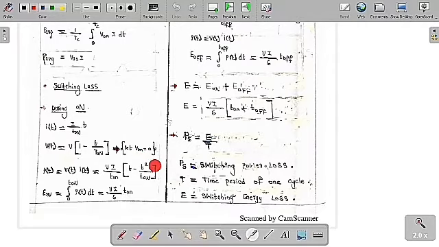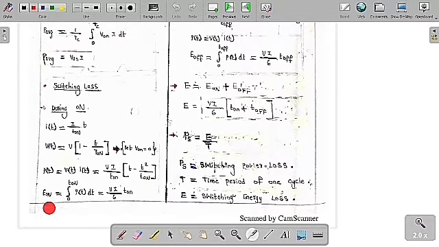Now, what is the power loss? The power loss is the product of the voltage and the current. So power is equal to V of t into I of t. You are going to get VI by t on into t minus t square by t on. So you are going to get this expression.